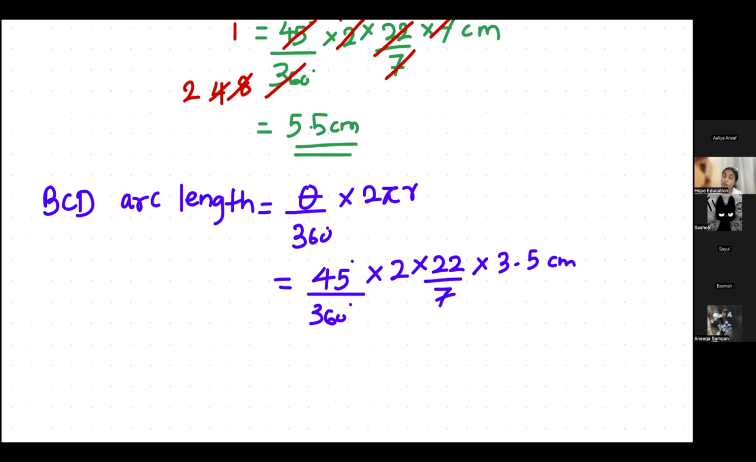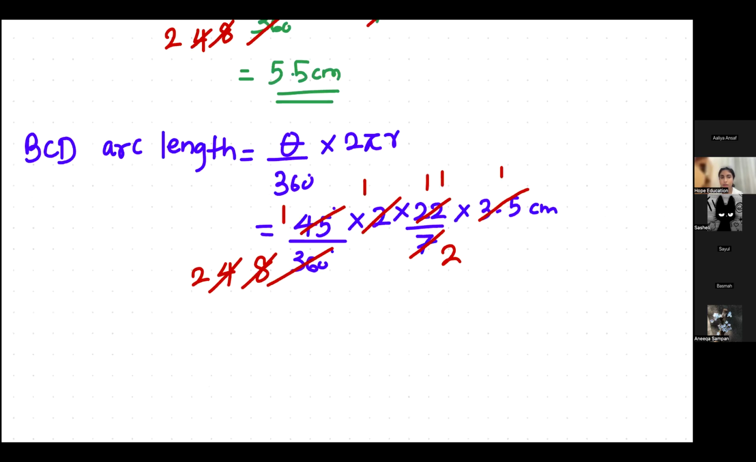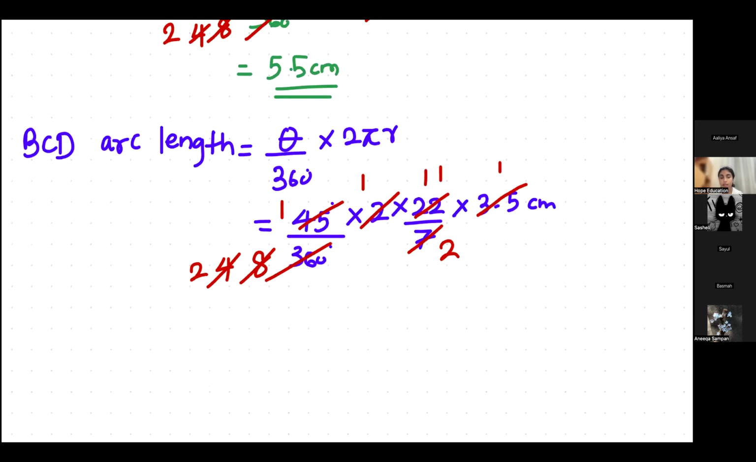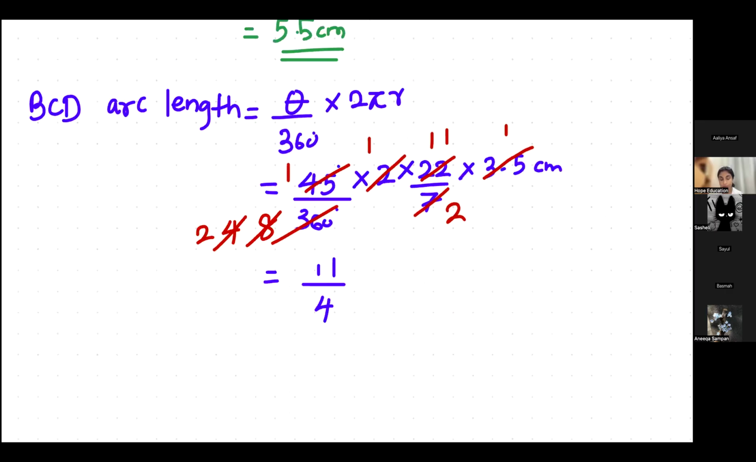Let's do cut and chop. 45 and 360 simplify, you get 1 over 8. 2 times 1 is 2, 2 times 4 is 8. 2 times 11 is 22, 2 times 2 is 4. Two 3.5s make 7. Now what do we have remaining? On top we have 11, below we have 2 here and 2 here, that means 2 times 2, 4. So you have to divide 11 by 4.